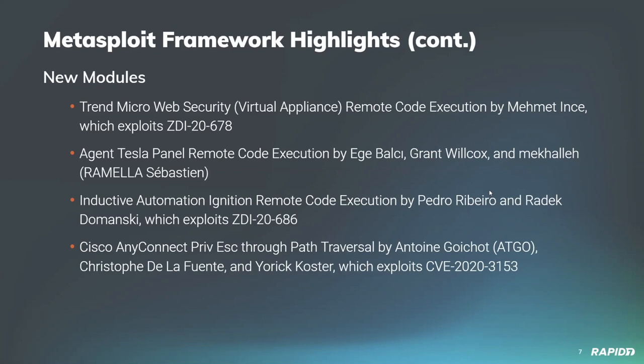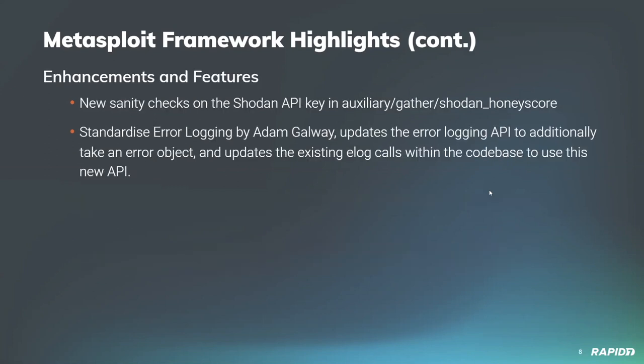And then the second of our 2 local privilege escalations was brought to us by our own Christophe de la Fuente, along with community member Yorick Coaster, and that was for the Cisco AnyConnect. That was a pretty interesting one. I believe that we will have a demo with that. So those are all 9 of our new modules.